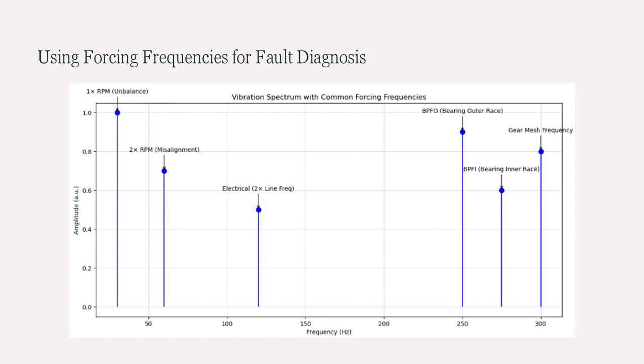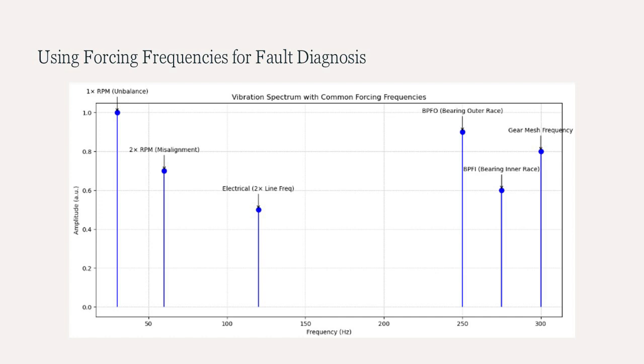120 Hz, electrical, 2 times line frequency, common in motors with electrical issues. 250 Hz, BPFO, bearing outer race defect, a high frequency peak from bearing damage. 275 Hz, BPFI, bearing inner race defect, another bearing related frequency. 300 Hz, gear mesh frequency, indicates gear tooth engagement or wear. This chart helps you visually correlate specific frequencies with machine components and fault types, a key skill in predictive maintenance and condition monitoring.